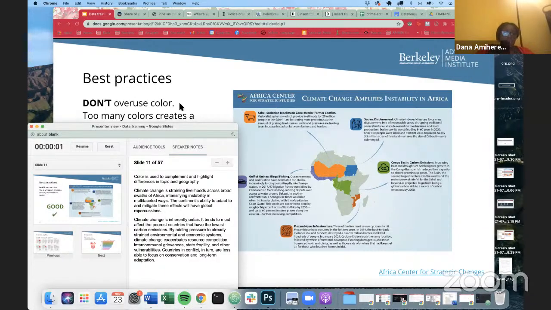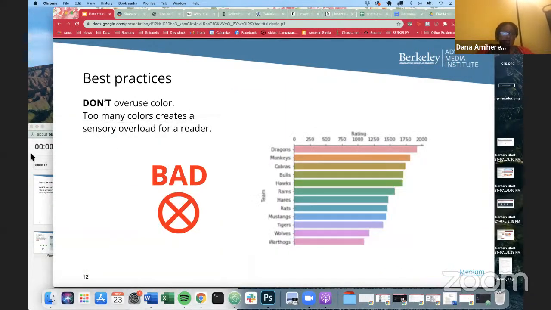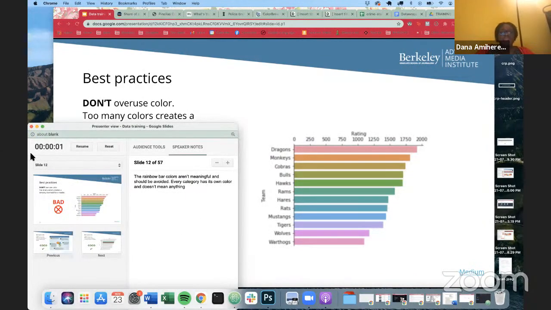Something that's not so great would be something like this, where you're using color in a way that isn't meaningful and it's overboard. This is a bar chart of some made up data. These are made up team names, dragons, cobras, hawks, rams, and these are fake ratings that go with them. You notice you've got bars that are these gradient rainbow colors that don't really seem to mean anything. There's no key, there's no legend, it doesn't tell you what the colors mean. All the ratings numbers don't seem to make an impact on what the color is. And every team has its own color.